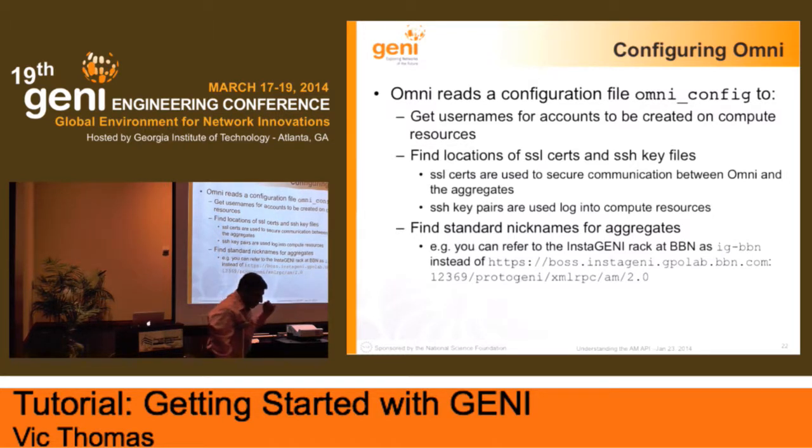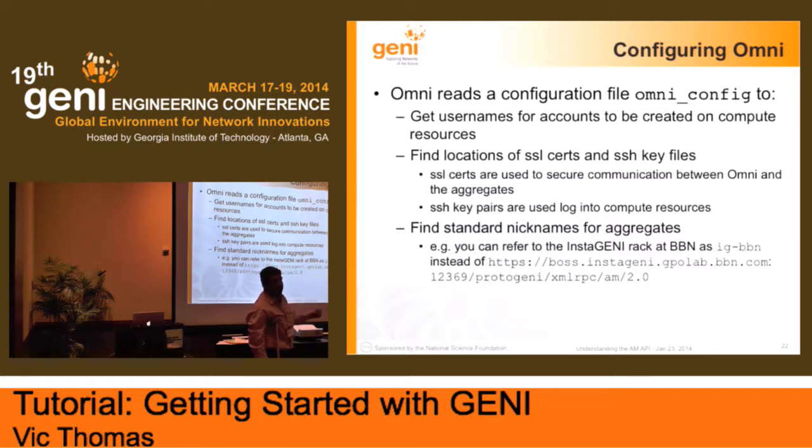The other thing that Omni does for you is, when you're using web services like GENI aggregate managers, you refer to the web server using a big long URL. Again, you don't want to be typing big long URLs. They're error-prone, tedious. So Omni has this notion of nicknames. So you can have short names, essentially aliases, so you don't have to type this name.